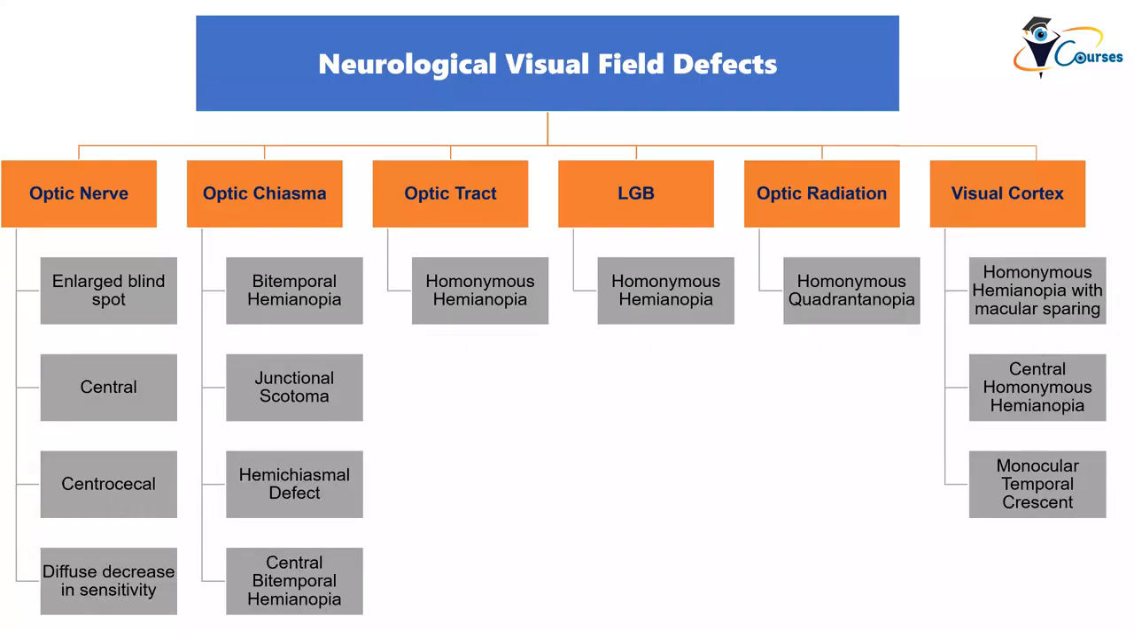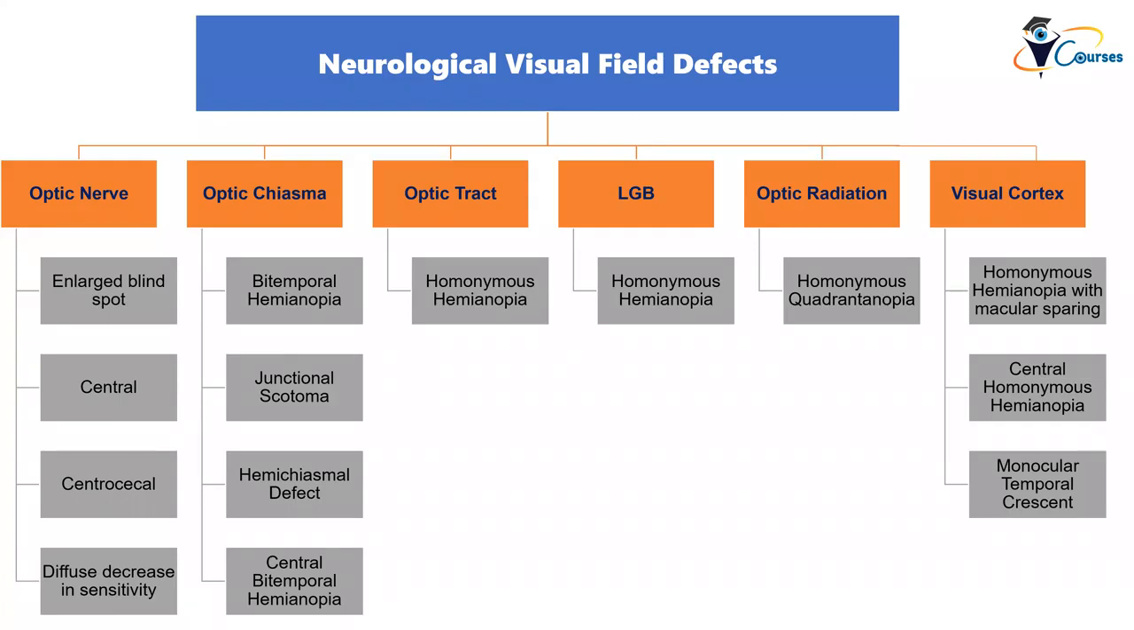Starting with the neurological visual field defects, you can further subdivide them based on the location of the lesion. Is it present in the optic nerve, the optic chiasm, the optic tract, the lateral geniculate body, the optic radiation, or the visual cortex? So let's start with the optic nerve. If there is a lesion involving the optic nerve, what are the possibilities of visual field defects?